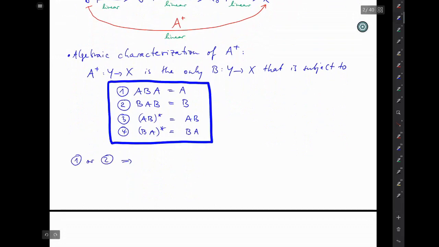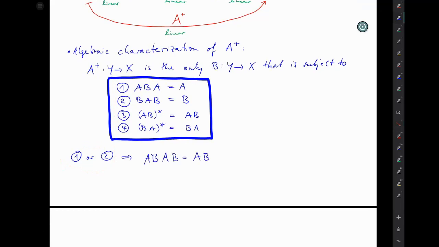So suppose B is subject to these 4 conditions. Then from 1 or 2, you can conclude that ABAB equals AB, right? So you could get this from 1 by just multiplying B from the right, or you could get it from 2 by multiplying A from the left.